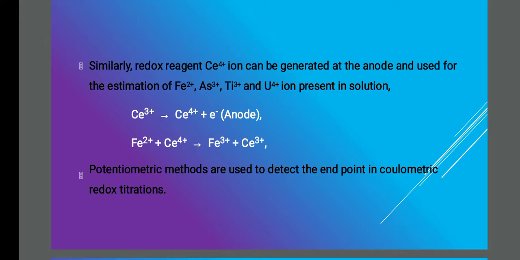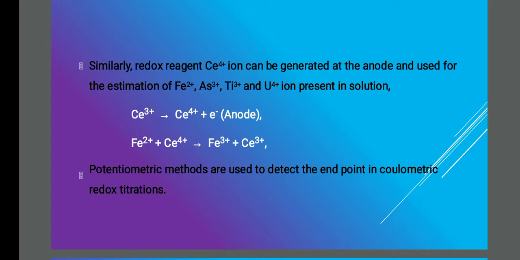Potentiometric methods are used to detect the end point of the coulometric redox titration. We use the potentiometric method. Whether you take complexometric, precipitation or redox titration, all of them are determined potentiometrically. So coulometric titration can be done with conductometry or potentiometry, and here we do it by the potentiometric method only.